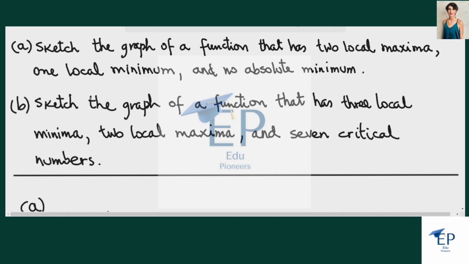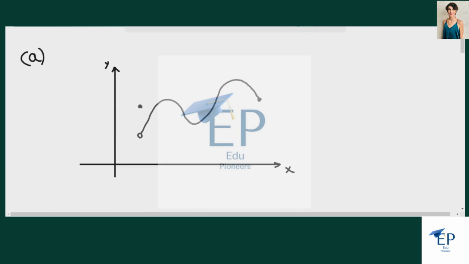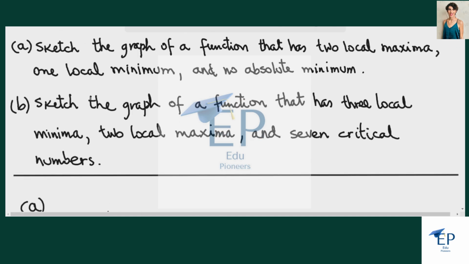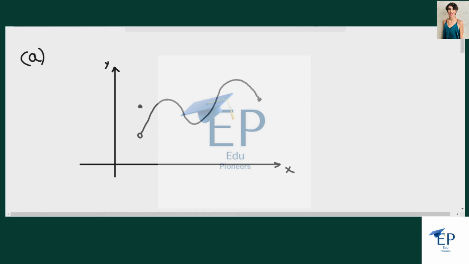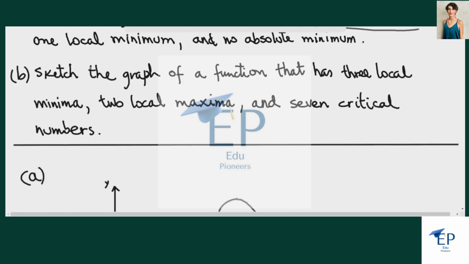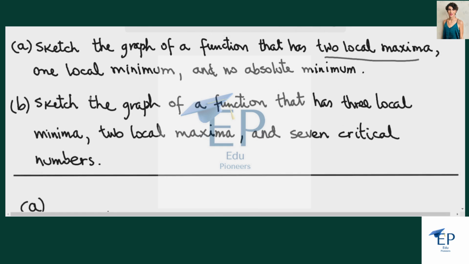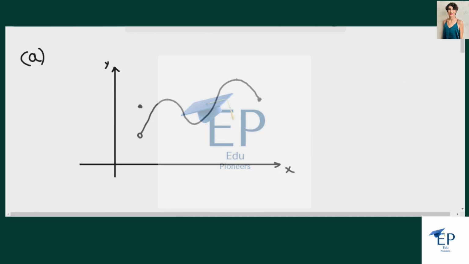Let's start with part A, that is, a function that has two local maxima, one local minimum, and no absolute minimum. It seems to be easy in this case because we have something like this, where we have two local maxima. So this point over here is a local maxima, and this point over here is a local maxima. So we have two local maxima only in this graph. We have then one local minimum, and this one is here. One local minimum. There is only one.